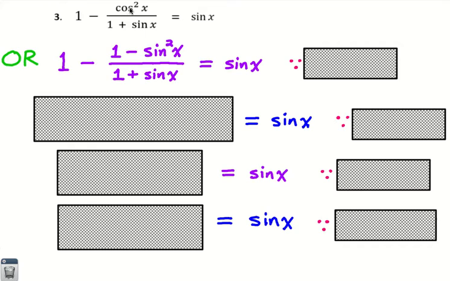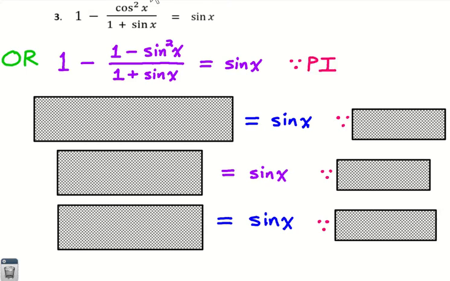Perhaps you looked at cosine squared and thought to yourself, maybe I can switch that out with what it equals according to the Pythagorean identity. Because cosine squared is equivalent with 1 minus sine squared. But where would that potentially lead? What could you do next from here?